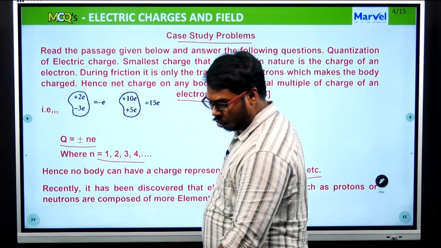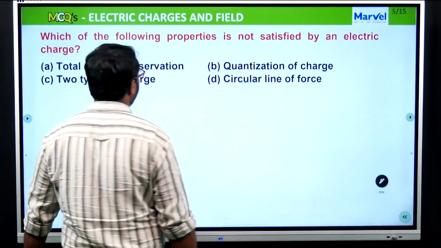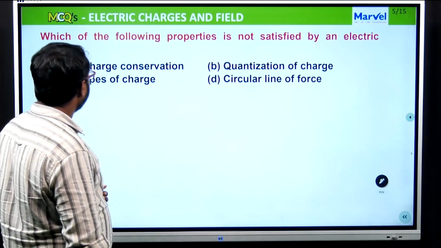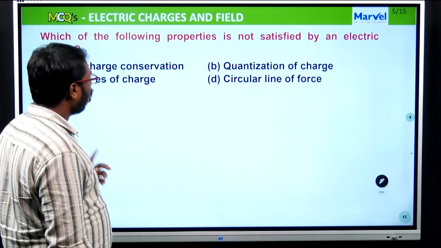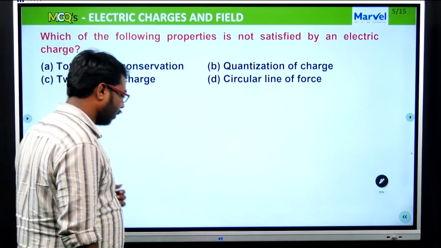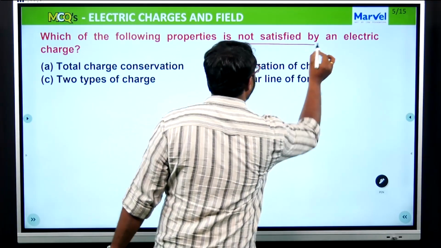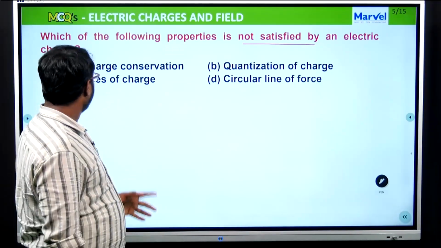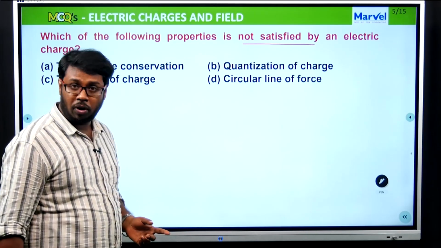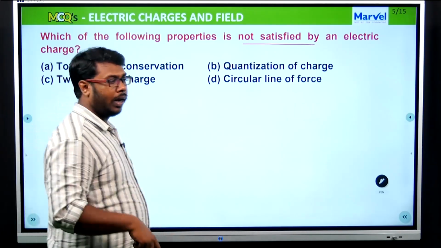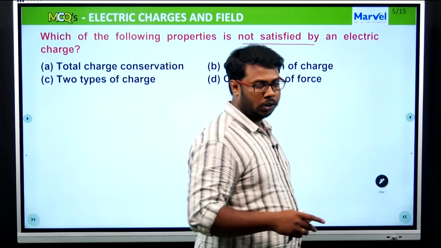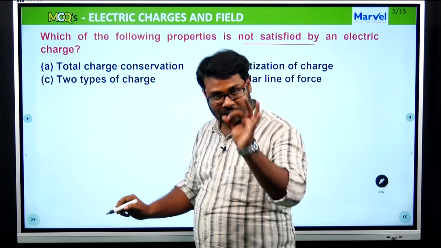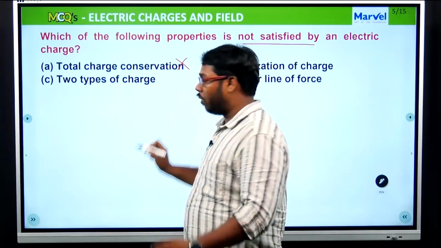Now what we are going to do is answer one question after the other. The first question goes as, which of the following properties is not satisfied by the electric charges? Let's go one by one. First one, total charge conservation. Of course it will always be conserved, because you will not create a charge. You can only transfer the charge from one place to another. So this is a correct statement, and this will not be our answer.